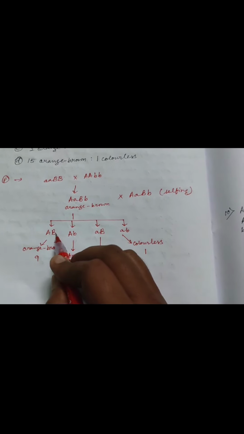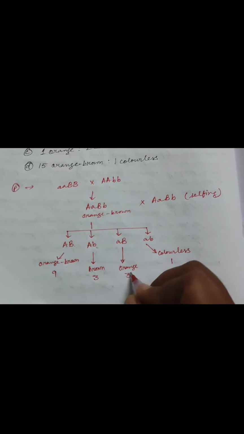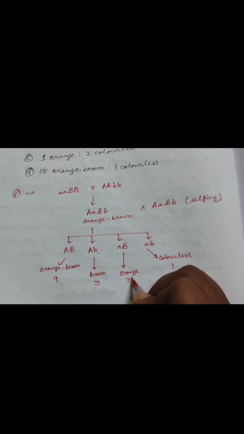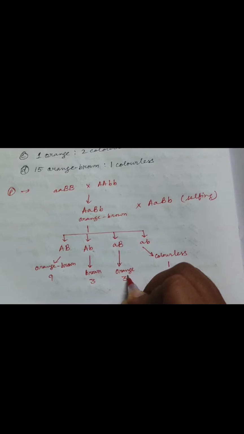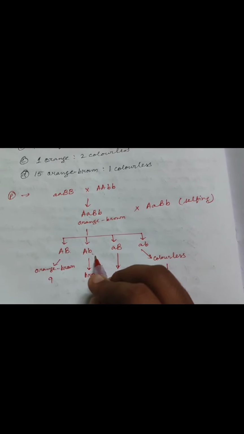Where capital A and B, both the dominant alleles, are present, they will show the wild type color, that means orangish-brown color. Where only capital A is present and small b is present, what occurs? When small b is present, that means this pathway is not occurring, so the color will be brown, and when small a is present, then the color will be orange. Presence of small a inhibits the formation of brown pigment, so the color will be orange, and presence of small b inhibits the formation of orange pigment, so the color will be brown.